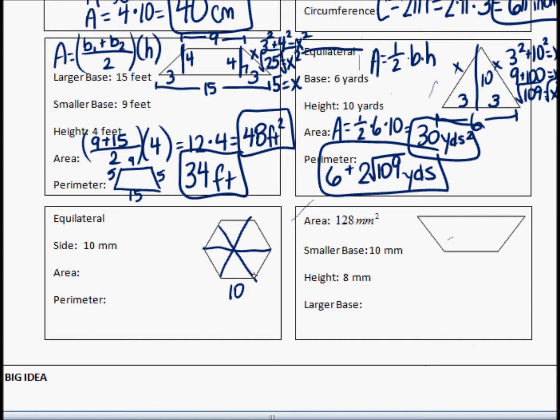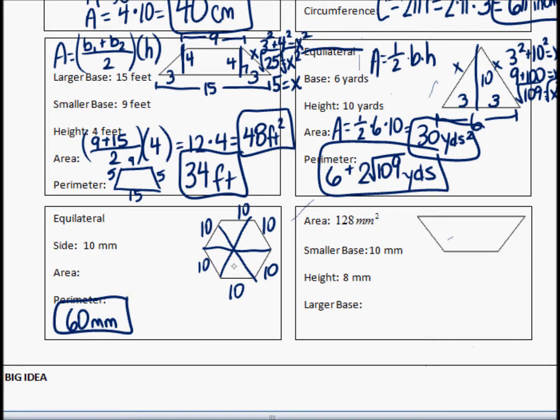that all 6 sides are 10 units long. So 10 times 6 is 60 units long for the perimeter. 60 millimeters. That didn't end up taking very much work at all. If I want to find the area, though, the area is a little bit more complicated.